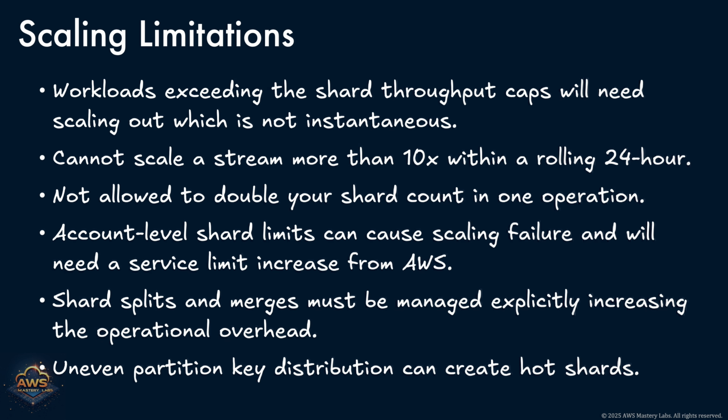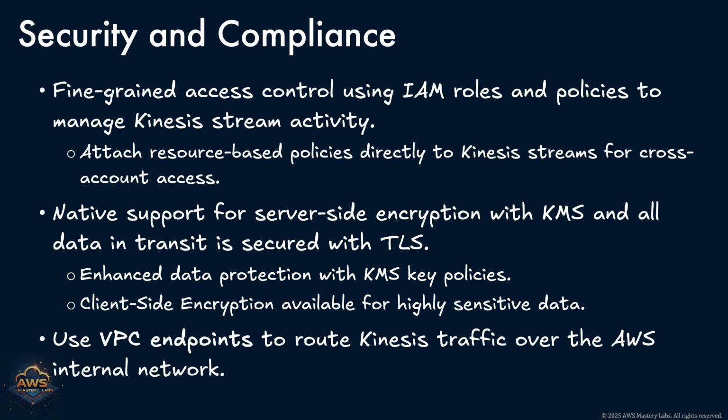When working with real-time streaming data, security must be built in, not bolted on. With Amazon Kinesis data streams, AWS provides a layered security model that helps you protect data at every stage of its journey. At the foundation is fine-grained access control using IAM roles and policies. These allow you to control exactly who can create, write to, or read from your Kinesis streams. Whether you're managing access across teams or applications, IAM ensures only authorized users and services can interact with your data streams.